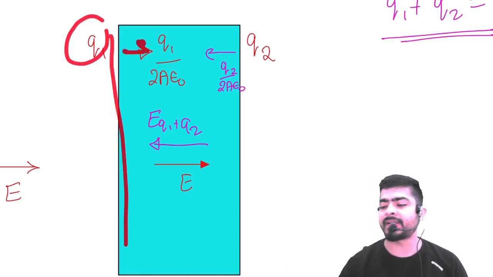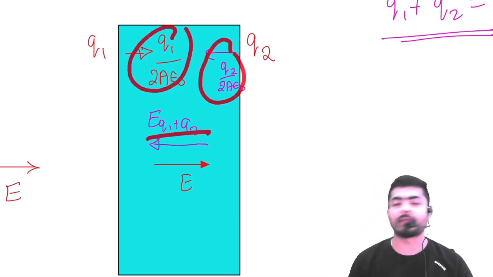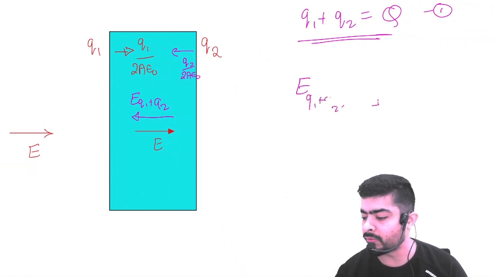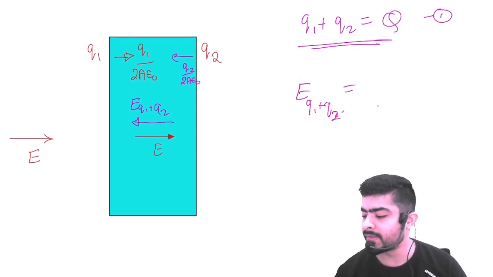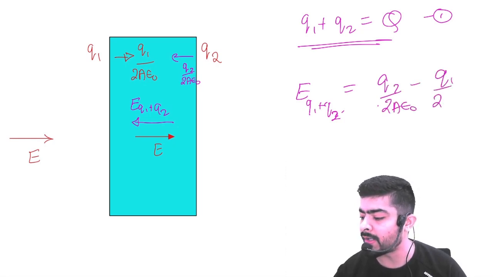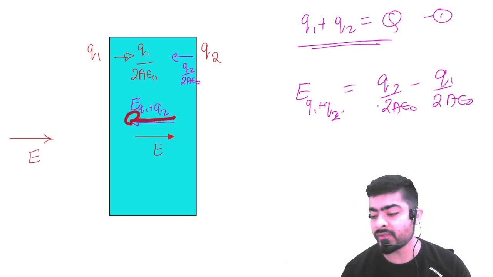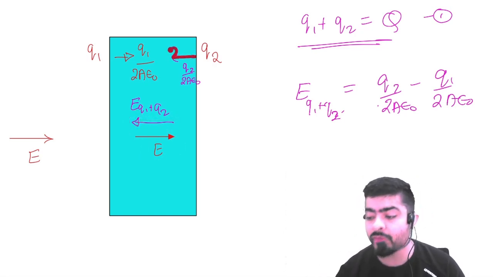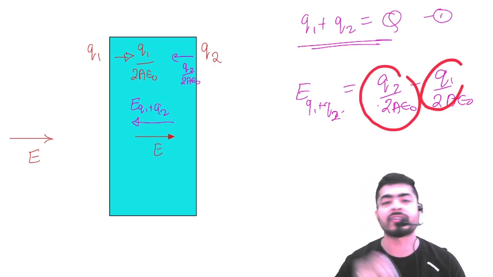So Q1 is creating one electric field, Q2 is also creating another electric field, and the resultant of these two should be equal to this. So let me write that down. So E of Q1 plus Q2 should be equal to Q2 by 2A epsilon naught minus Q1 by 2A epsilon naught. Why? Net field should be in this direction to oppose the external field. Net field due to the conductor should be like this. So this should be bigger than the field created by Q1. That's why I'm writing Q2 by 2 epsilon naught minus Q1 by 2 epsilon naught.